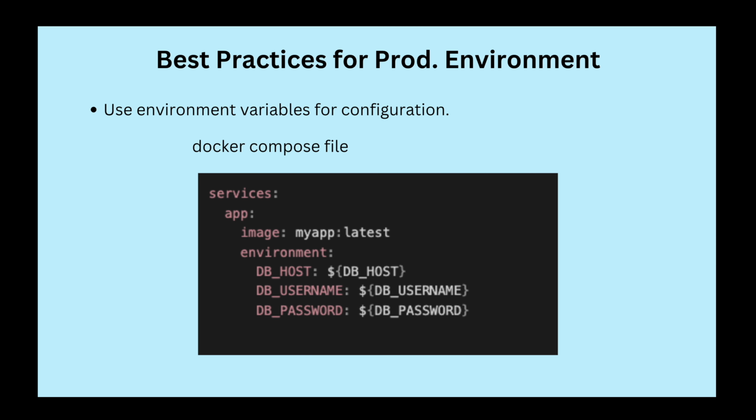The next one is to use environment variables for configuration. It is not advised to hardcode your environment variables directly in the Docker Compose file. So if your shell environment contains the environment variables which are required by your service, then you can directly map them here like this, a $ symbol and then curly braces with the environment variable set in your host machine. So when you run this application, these details will be populated on their own.